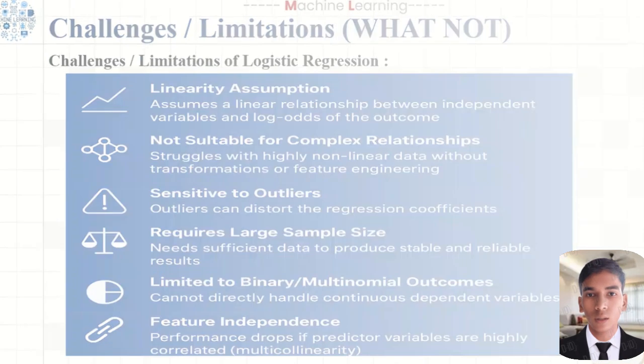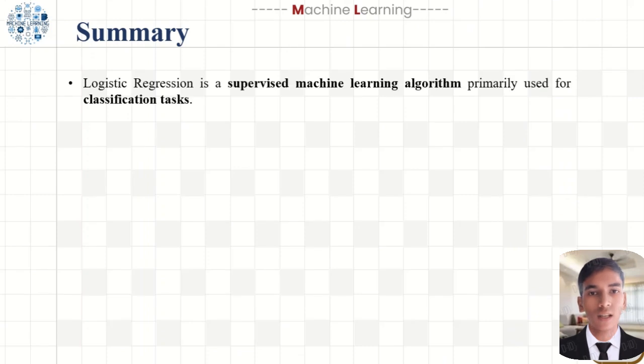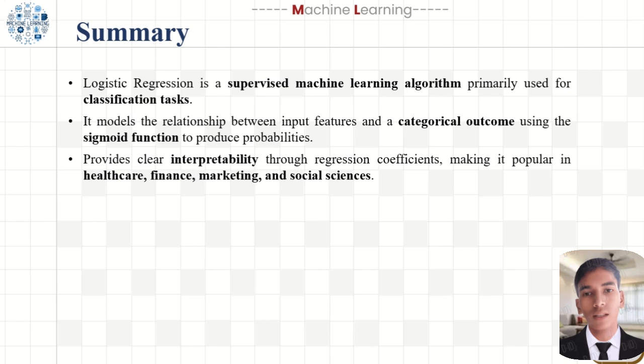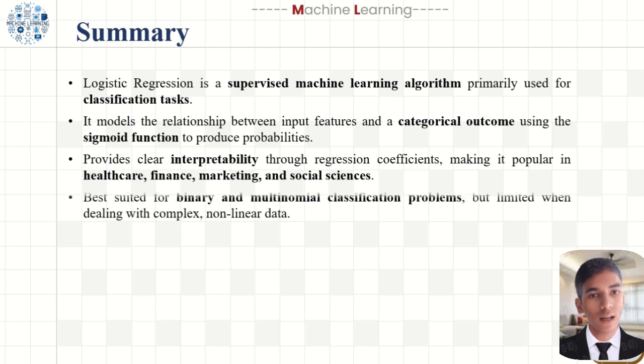So, let's wrap up what we studied today. We learned that logistic regression is a supervised machine learning algorithm mainly used for classification tasks. Its power comes from the sigmoid function, which converts raw values into probabilities that are easy to interpret and use for decision making. We saw how this approach is applied in many real world areas, from predicting diseases in healthcare to approving loans in finance, to detecting spam emails or predicting customer churn in marketing. At the same time, we also acknowledged its limitations. Logistic regression works best for simple binary or multinomial problems, but it struggles with very complex or highly nonlinear data.